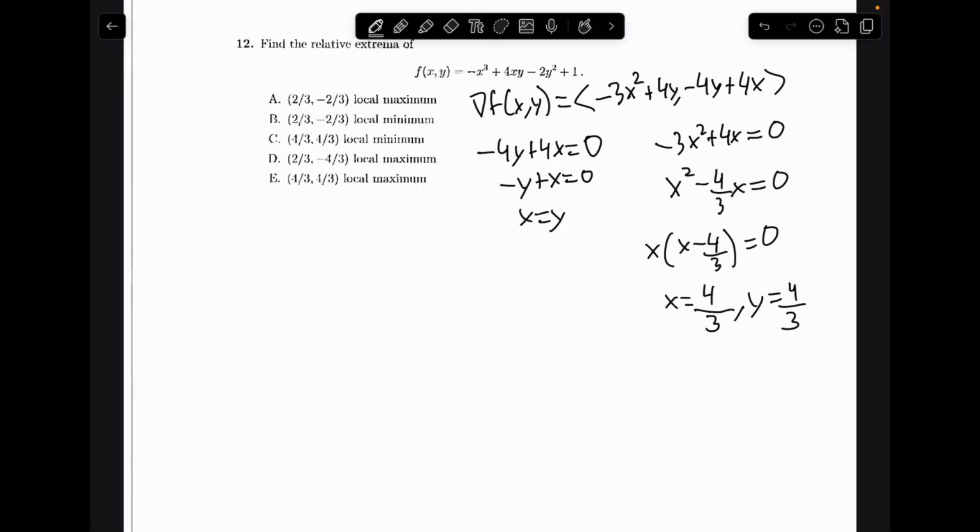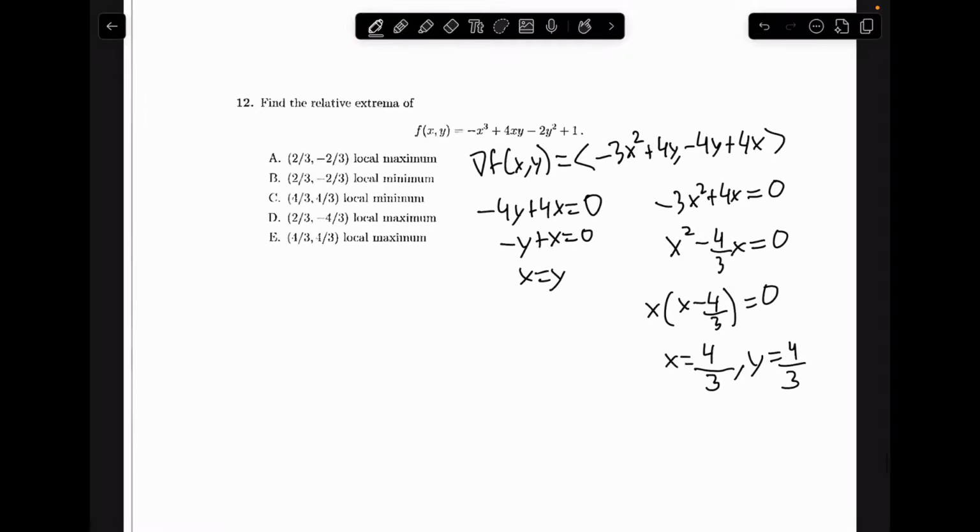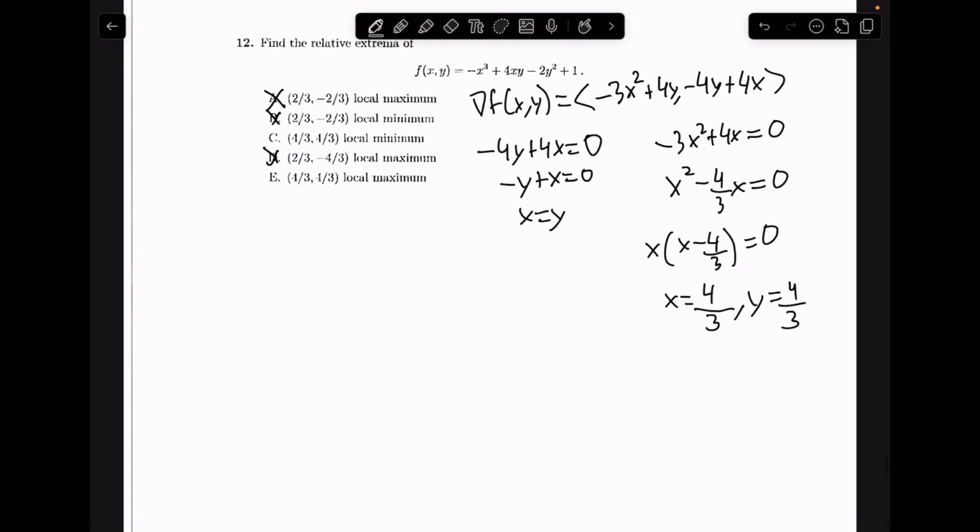Okay, so that's nice. I'm looking at our answers here. Maybe we can eliminate something. We have not found a 2 over 3 value. So looks like A, B, and D, sorry, are all wrong, just because we haven't found a 2 over 3 at all. And I don't really know where you could have gotten that. So that is definitely wrong.